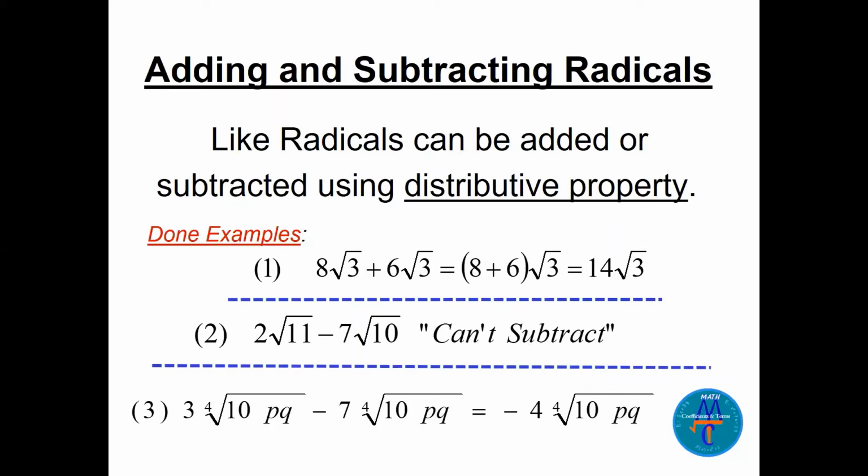Now, 2 square root of 11 minus 7 square root of 10: we cannot subtract. Why? The reason is they are not the same radicand. This one we can subtract because we have the same index, 4 and 4, and 10pq is the same. 3 minus 7 is minus 4. That's the answer: minus 4 times the 4th root of 10pq.